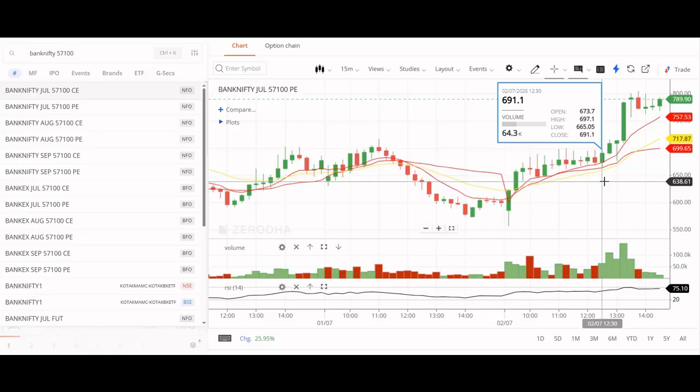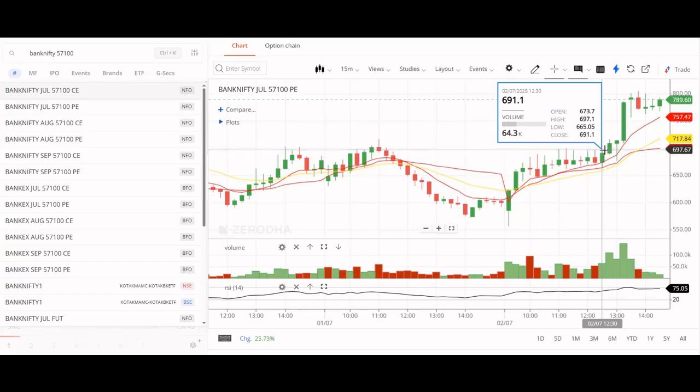So the market is going down, so we have to buy a put option, and it made a breakdown of the previous day's low at around 12:30 p.m. today. At 12:30 p.m., the at the money option, which is the 57000 put option, is trading around 691 rupees at close.